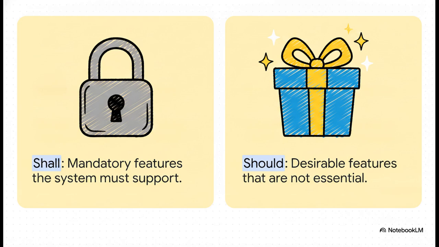You must use the word shall for mandatory requirements. These are features the system absolutely must support to be accepted by the client. Conversely, you use the word should for desirable requirements. These are features that are nice to have, but not strictly essential for the final delivery.